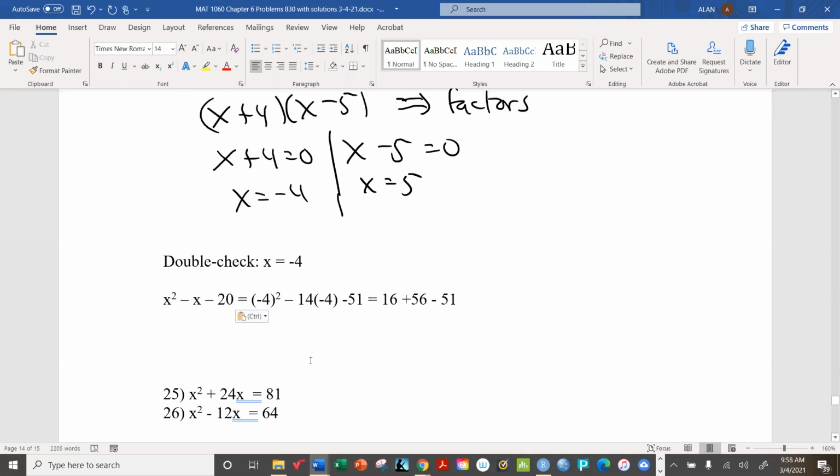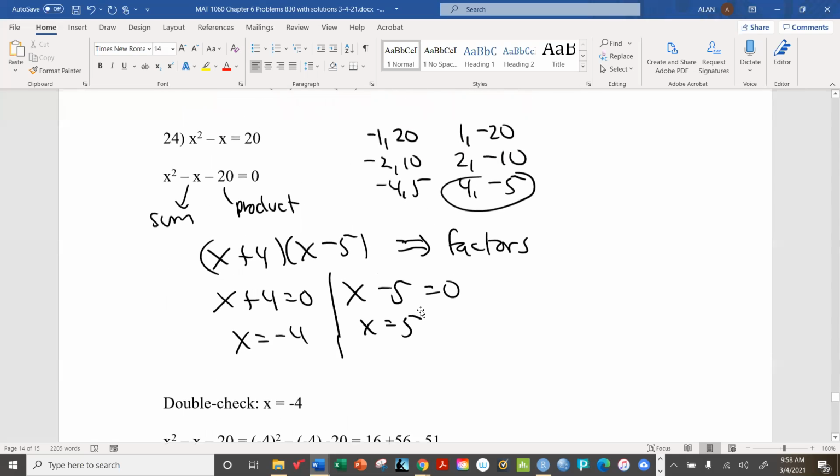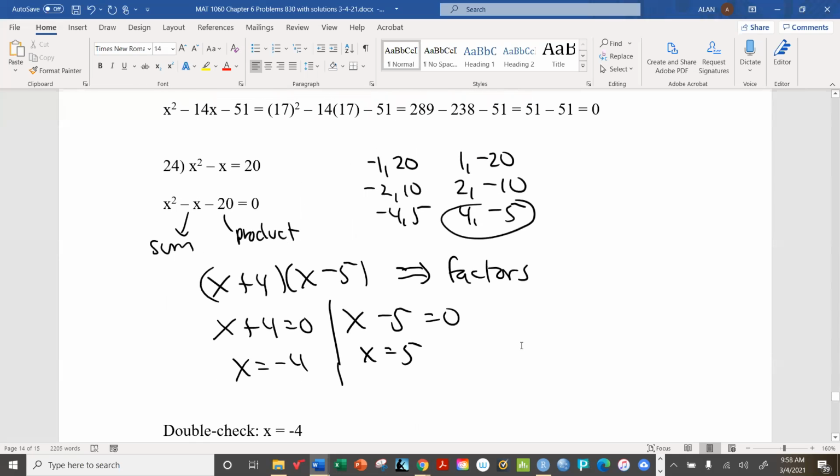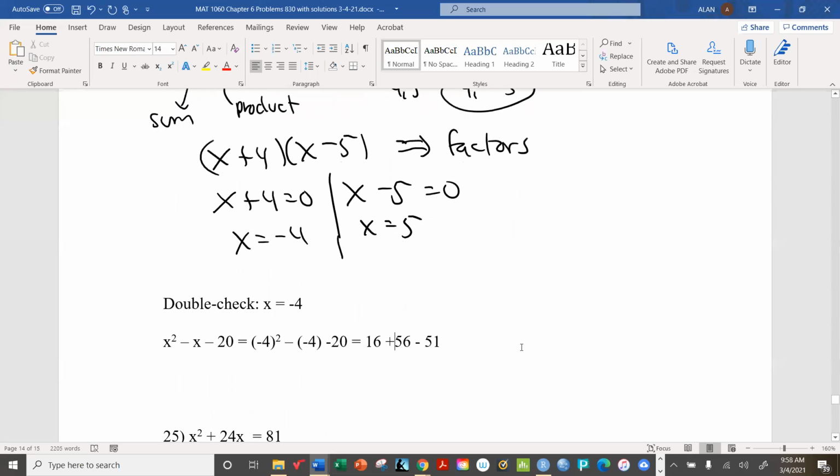All right, so minus 4 squared minus 4, or minus 4 minus 20 equals 16 plus 16. Okay, well, something else is wrong now. Oh, no, this is right, because it's 16 plus 4 minus 20, sorry. Okay, minus 20, that's better. 20 minus 20 equals 0.